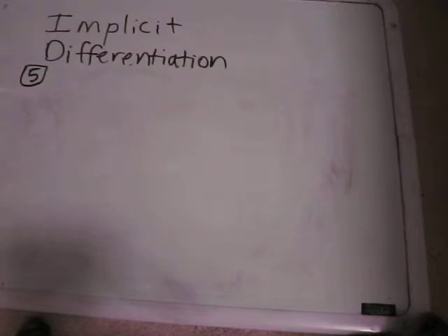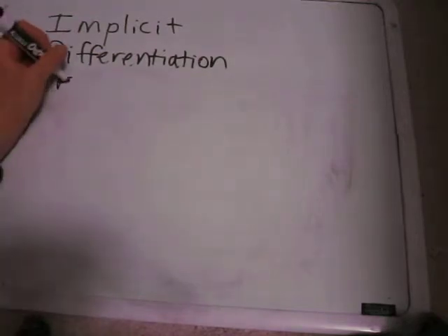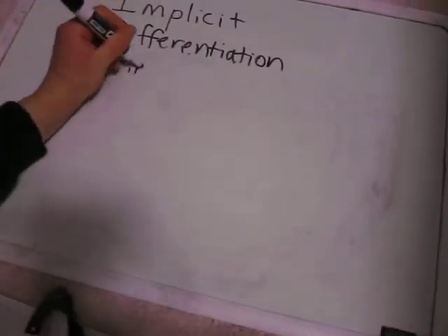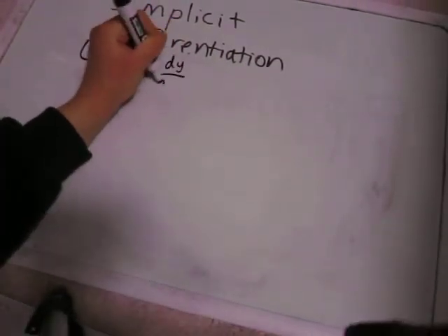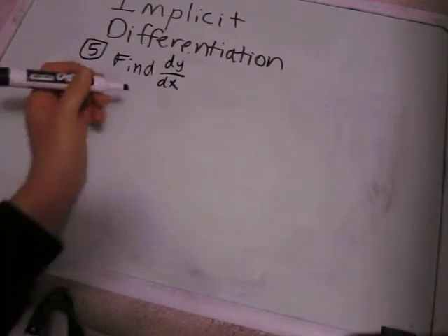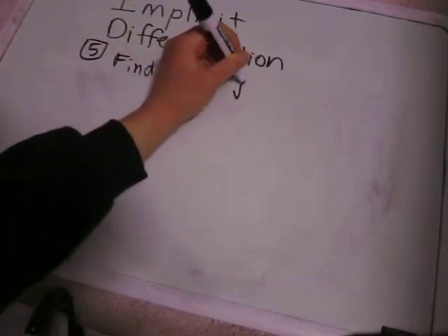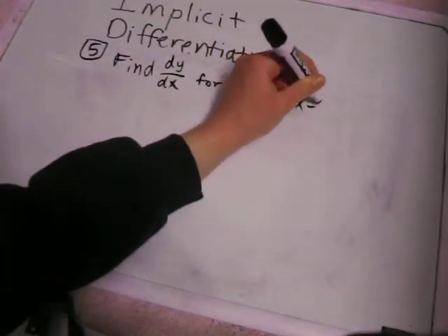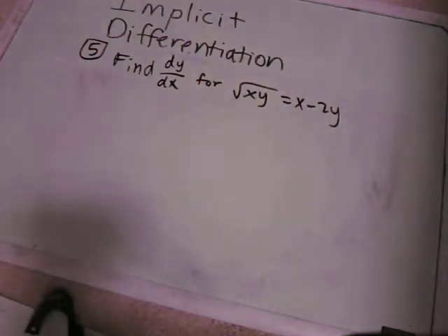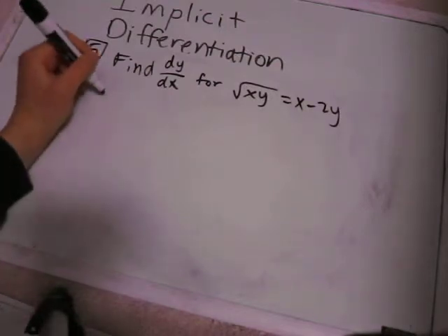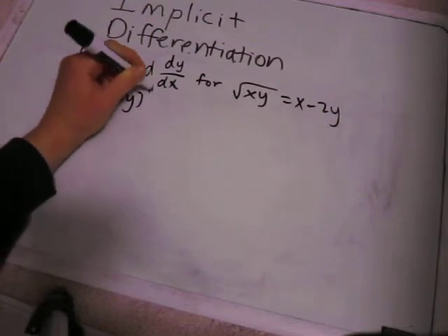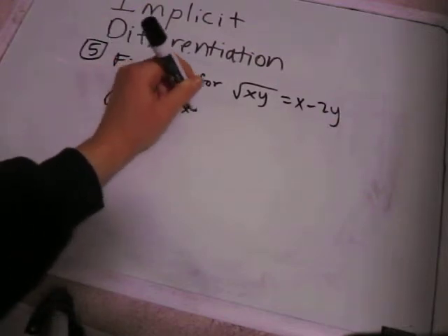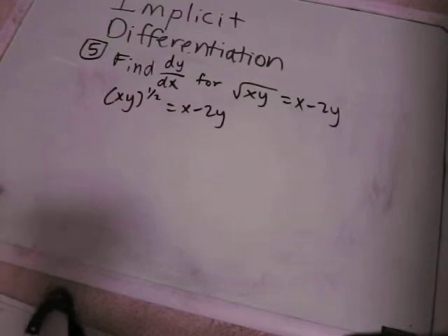So now we're being asked to find dy/dx for the square root of x times y equals x minus 2y. To make this easier, let's just rewrite this as (xy)^(1/2) equals x minus 2y.